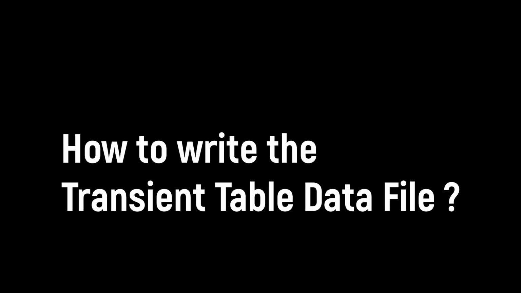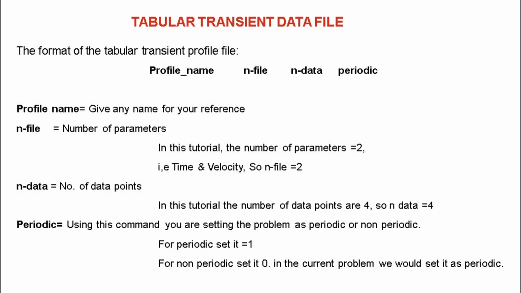Before proceeding, let's know about the parameters in the transient table. The first data to be entered is the profile name. Name this to provide the reference to the data. The next value to be entered is the number of parameters to be input into the data file. Then the data denotes the number of data points. The next parameter is the periodic, which says whether the data is to be repeated in a periodic manner or not. If periodic, enter the value 1, otherwise enter 0 for non-periodic input.